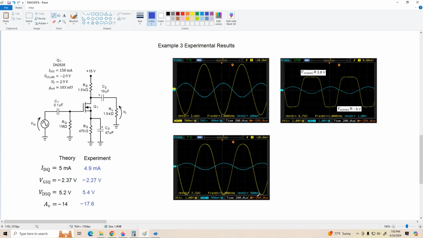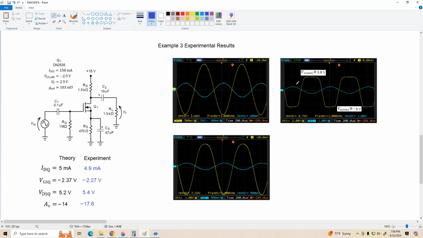Now if we bump VIN up to 500 millivolts peak to peak, then we notice that we start getting some distortion. The top of the waveform is kind of squashed and the bottom is stretched. This is very characteristic of amplifiers that have no negative feedback. Both BJT, JFET, and MOSFET type amplifiers exhibit this kind of characteristic. And again, we'll talk about this very soon.